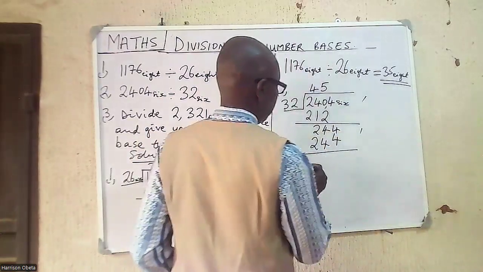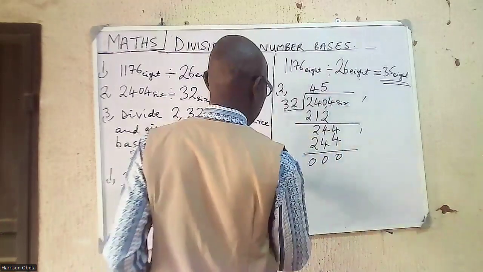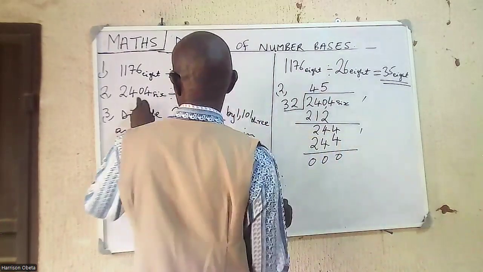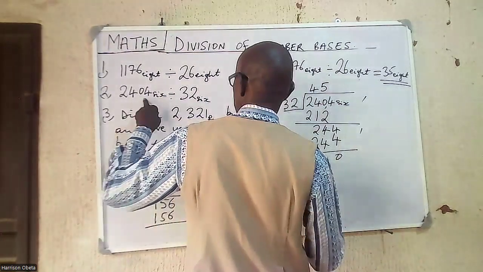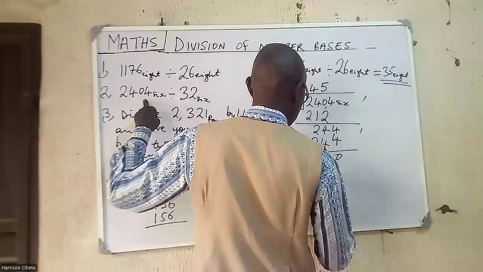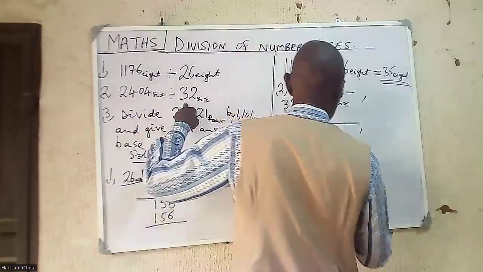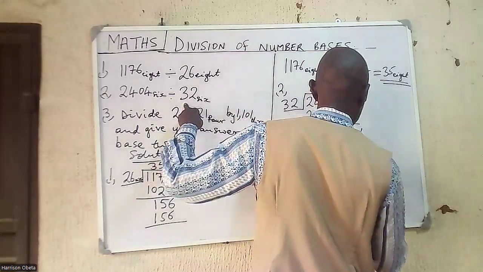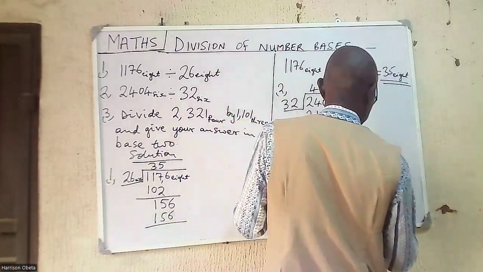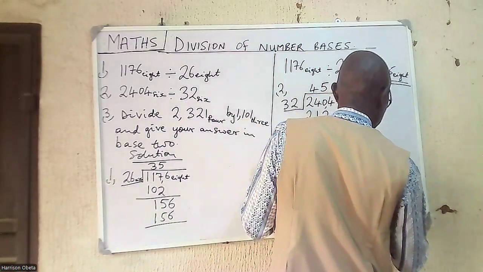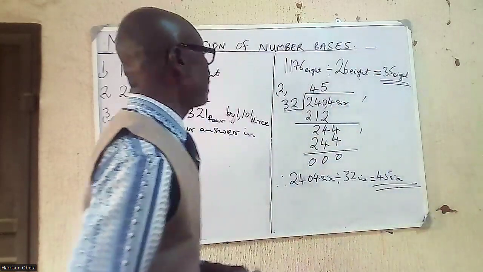And that is subtract. So it then means that 2404 base 6 divided by 32 base 6 is equal to 45 base 6. So that is the answer to that.